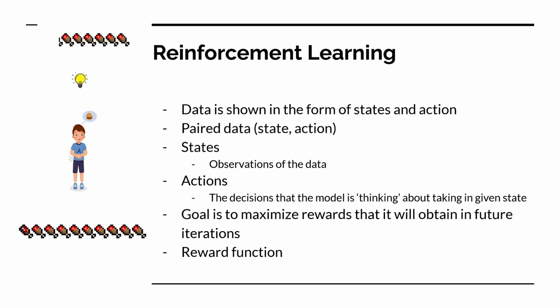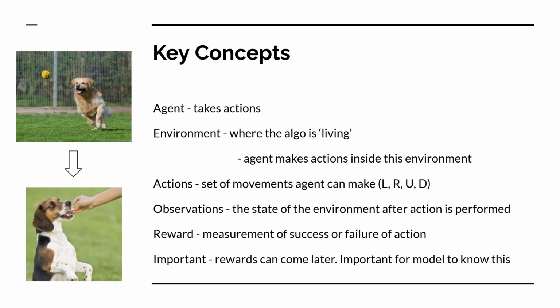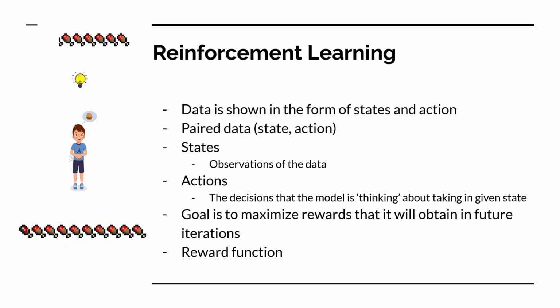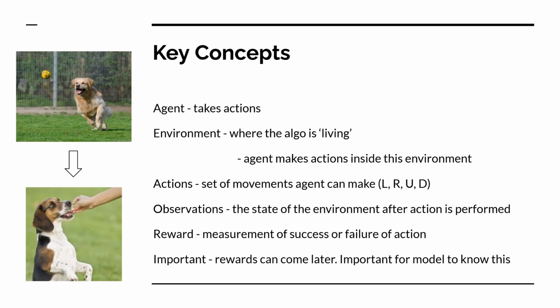It receives a state, it thinks what happens if I take this action, and will I get a reward from it? Okay. So now some key concepts of this is the agent. Like I said, I actually used the word in the previous slide. The agent here is the thing that's taking actions. In this particular example, the kid was the agent. In my example here, it's going to be this dog. The environment is where the agent is living, and the agent makes actions inside this environment.